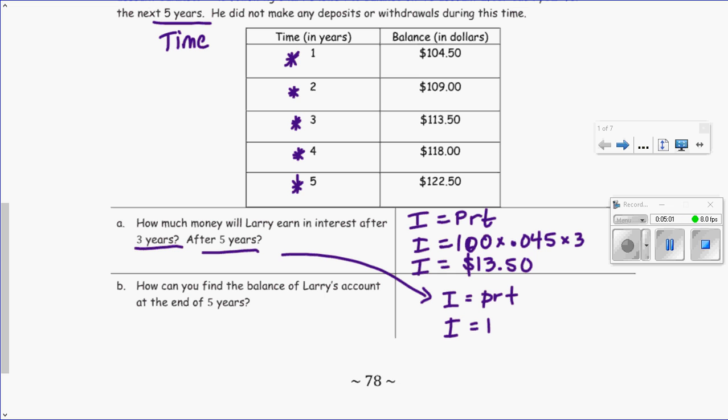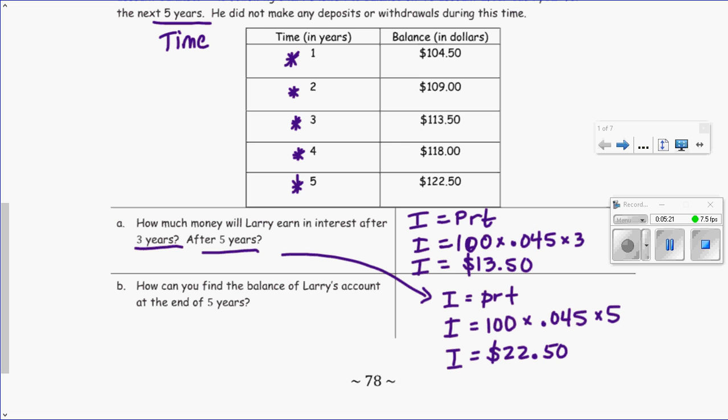Okay, if you're listening, hopefully you unpaused it. It's 100 for the principal. The rate we said is 4.5%, which is written as 0.045 times 5 years. Okay, what did you get? Hopefully you got $22.50. Very good.